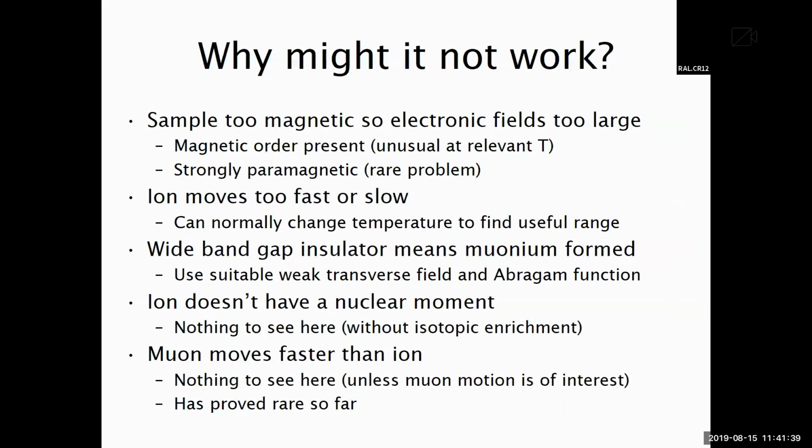As I said, if you've got a wide bandgap insulator, then muonium can complicate the signal. There's a way to find that. And if the ion doesn't have a nuclear moment, you're probably a bit stuck. Unless you're rich enough to isotopically enrich it, there's probably nothing to see here. And in the final case, muons can move faster than the ions of interest, unless you're interested in the muon moving. Most people aren't. When people have set out to study ionic motion, it's been very rare that they found a muon moving faster than the ion. So most of the time it turns out okay.